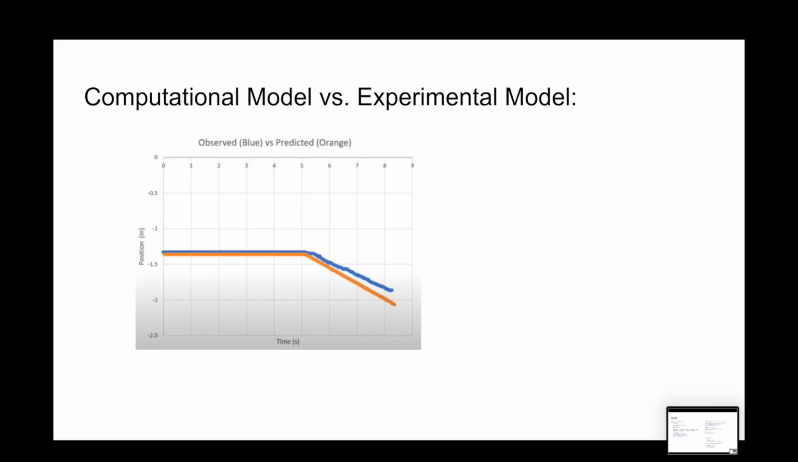And this is comparing the results between the computational model and the experimental model. As you can see, for both of them, the position of the bottom of the Slinky stayed relatively the same for about 5 seconds. After 5 seconds is when the top of the Slinky caught up with the bottom of the Slinky, and then it started to move downwards. They don't line up perfectly, but there are some things that could explain this.